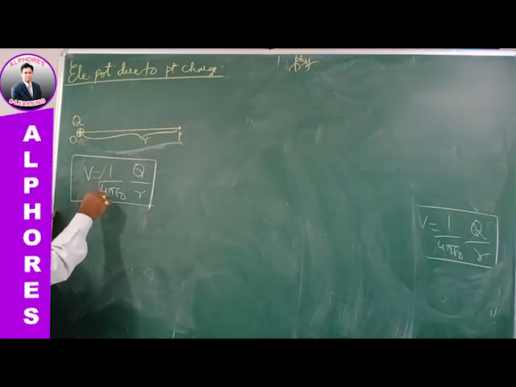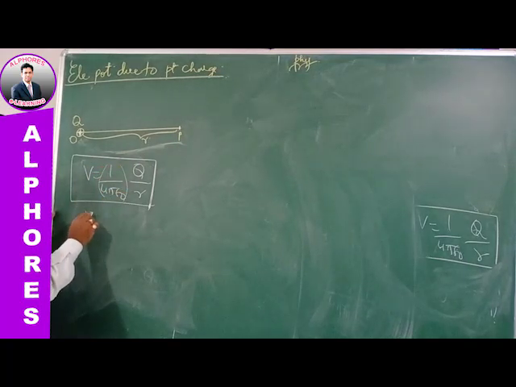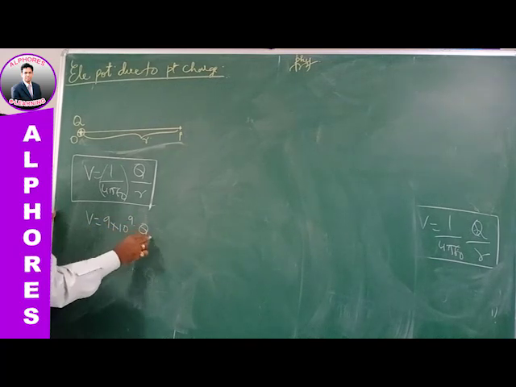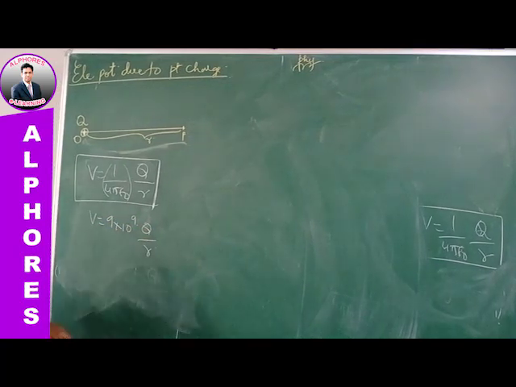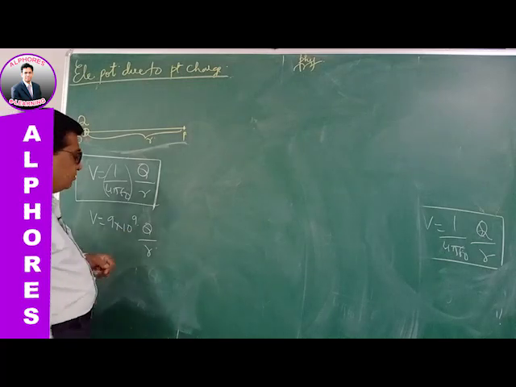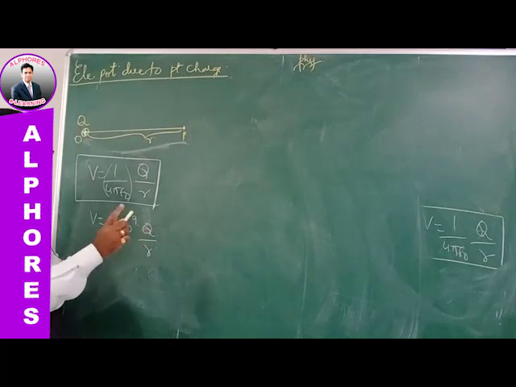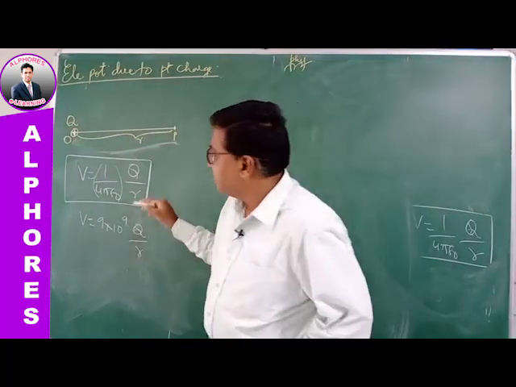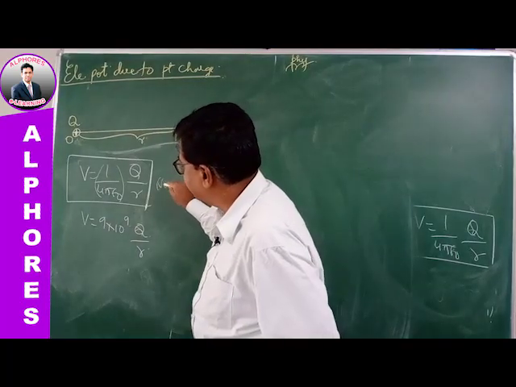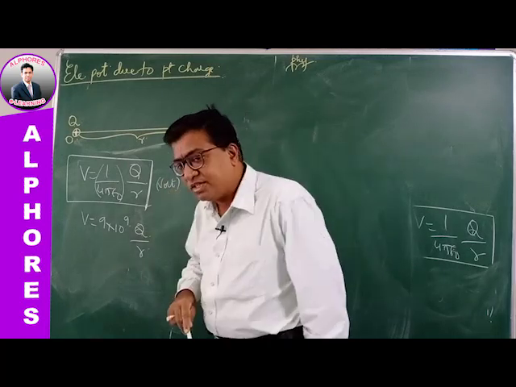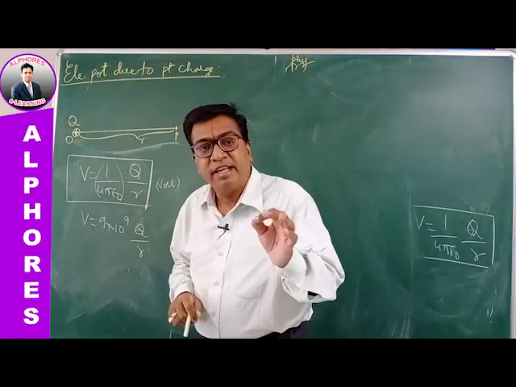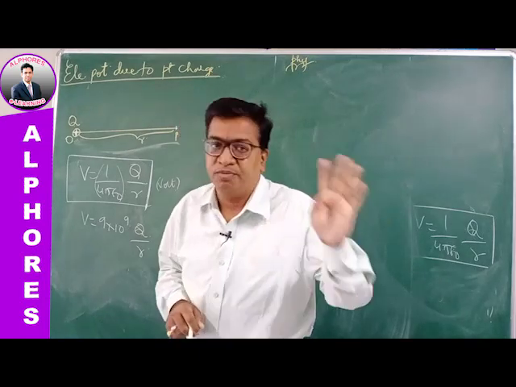Well, 1 by 4 pi epsilon naught, we know, is 9 into 10 to the power of 9, so V equals 9 into 10 to the power 9 times the quantity of charge Q by the distance R of the point. Again, this is a scalar, it has no direction. Its unit is volt, joule per coulomb. It is a scalar, but it can be positive, negative or 0.